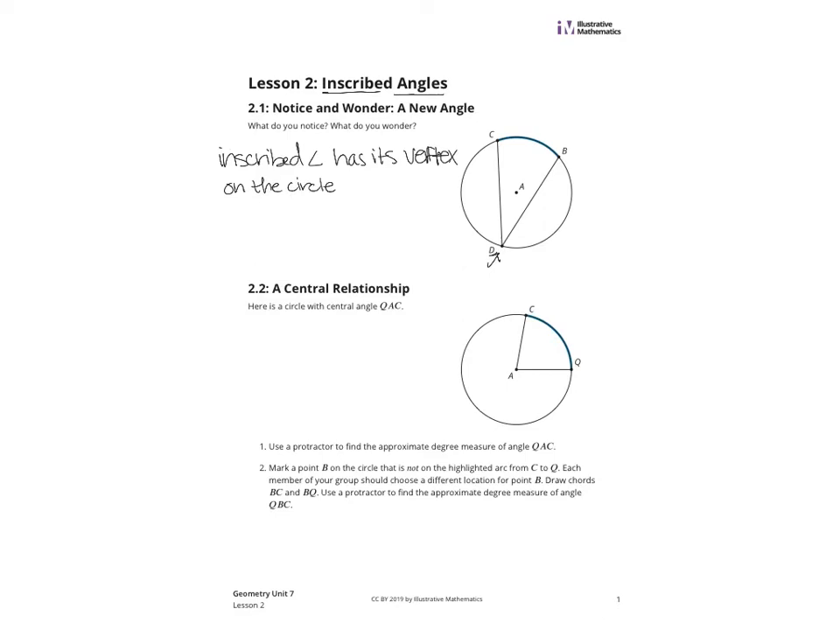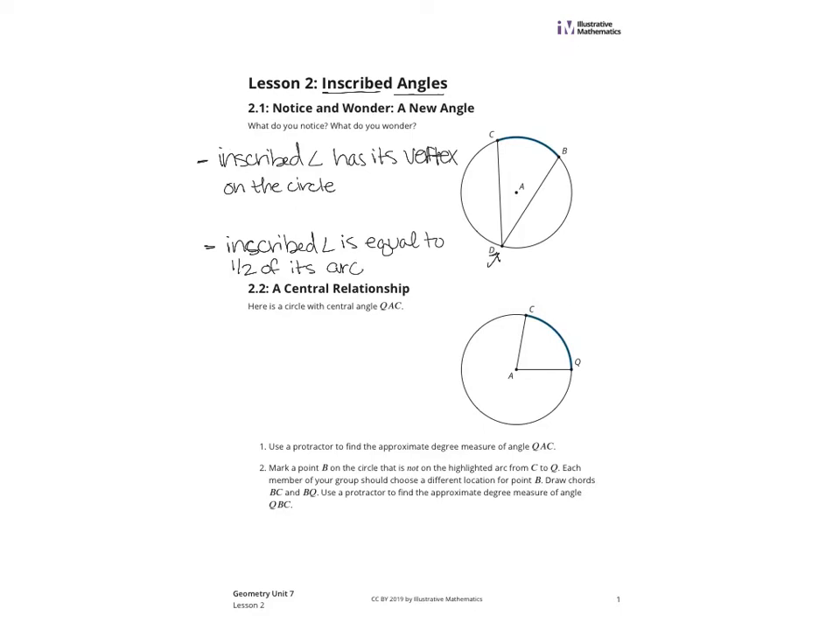So you'll notice that unlike a central angle, the vertex is not on the center, the vertex is on the circle. And this creates a relationship where the inscribed angle is equal to half of its arc.